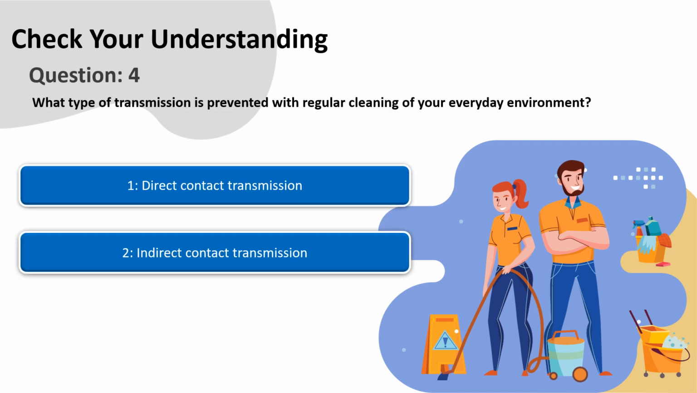Check your understanding. Question 4. What type of transmission is prevented with regular cleaning of your everyday environment? 1. Direct contact transmission. 2. Indirect contact transmission.